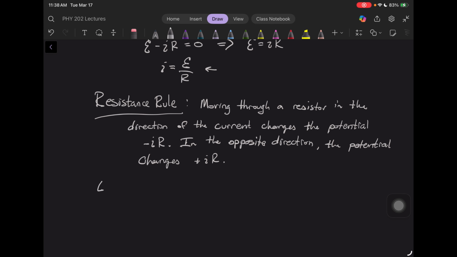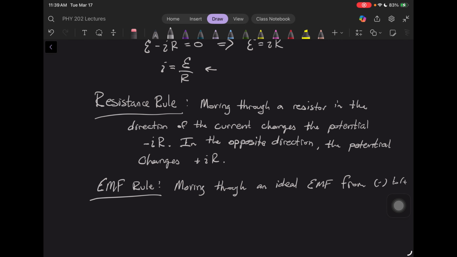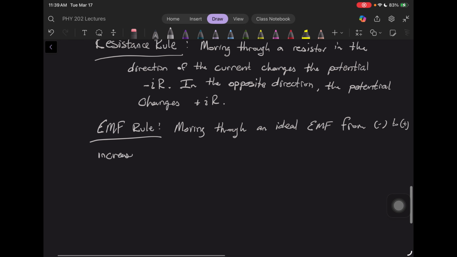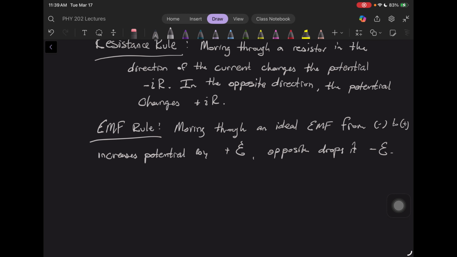Okay? And then we also have the EMF rule, which tells us that moving through an ideal EMF, we'll say from the negative to the positive, increases the potential by plus whatever the EMF is, and then the opposite direction drops it by minus the EMF. Now that one's a bit more clear.